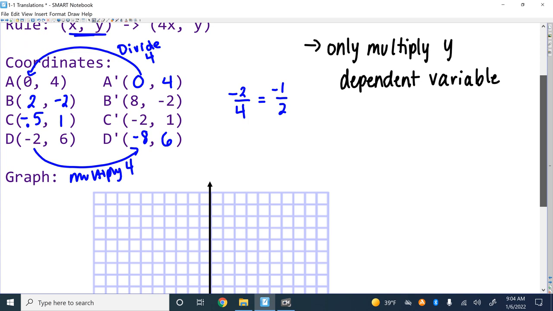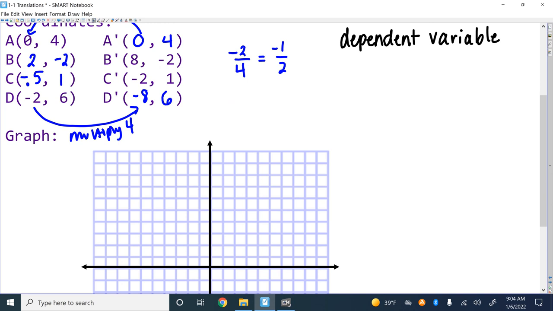All right, let's plot our points real quick, and then we'll get our homework. So A and A prime are on the same point. That's kind of neat. How do you plot negative 0.5? You just go halfway. So go halfway to the left. Now, typically, also, we connect these in order, so it makes a weird-looking shape, but A, B, C, D, and then connect back to A.